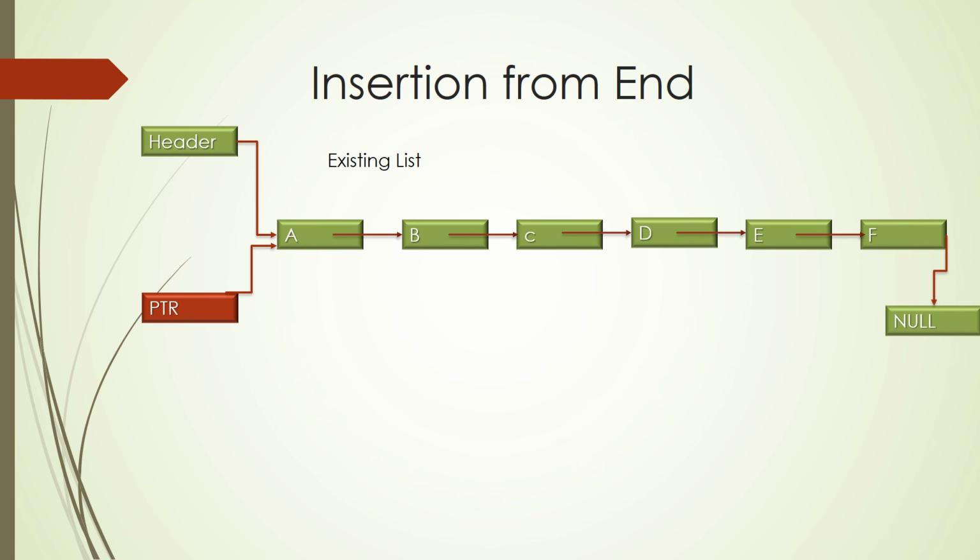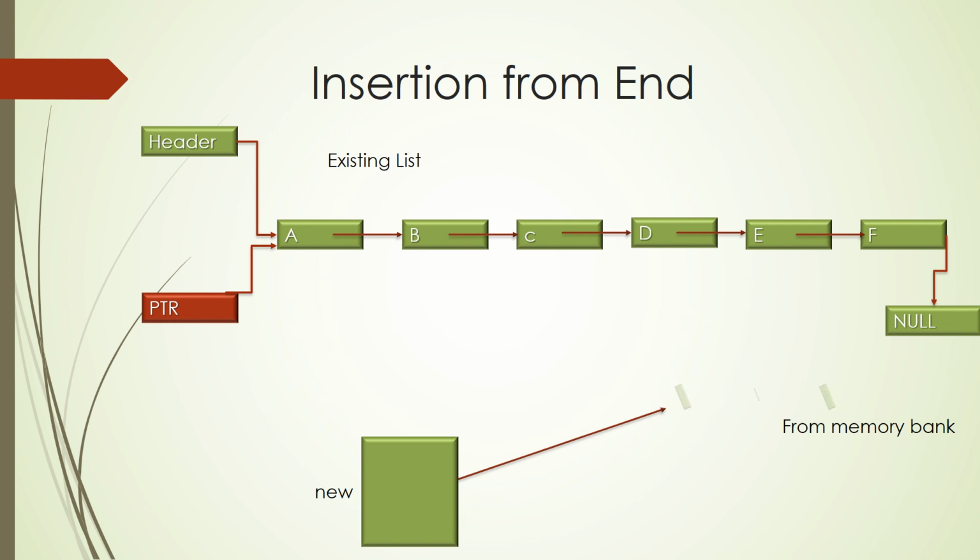We will have an animation. Again, header and PTR are both pointing to the first node. You will travel through the list. You have created a node, and you have added the value X as the data and null as the link field. What you have to do is find out the last element, right?